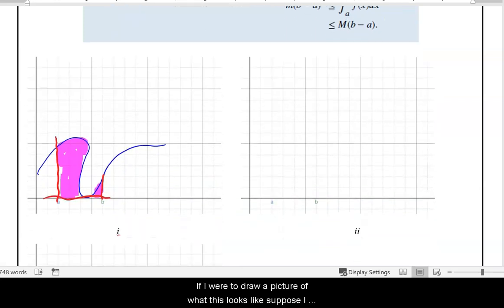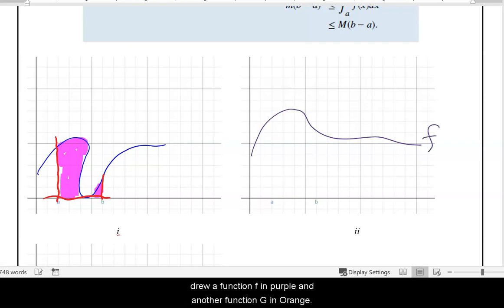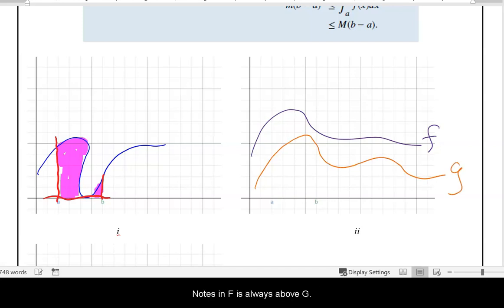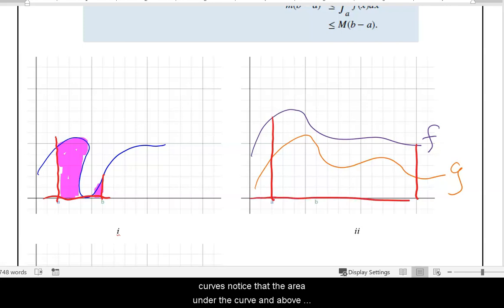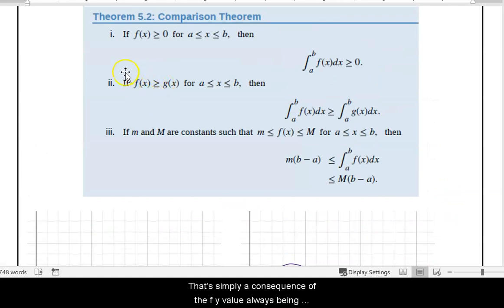If I were to draw a picture of what this looks like, suppose I drew a function f in purple and another function g in orange. Note that f is always above g. If I were then to look at the regions under these two curves, notice that the area under the curves and above the x-axis is going to have to be less under g than there would be under f. That's simply a consequence of the y value on f always being greater than the y value on g.